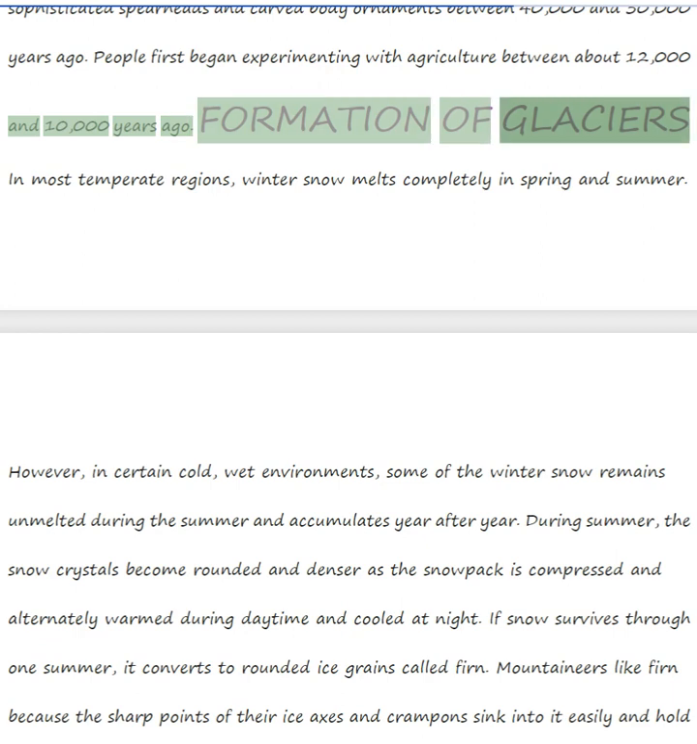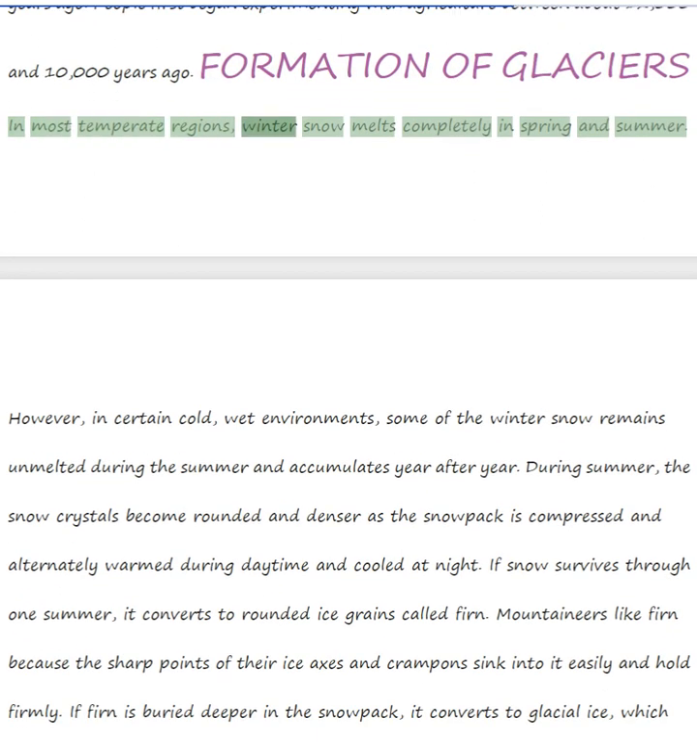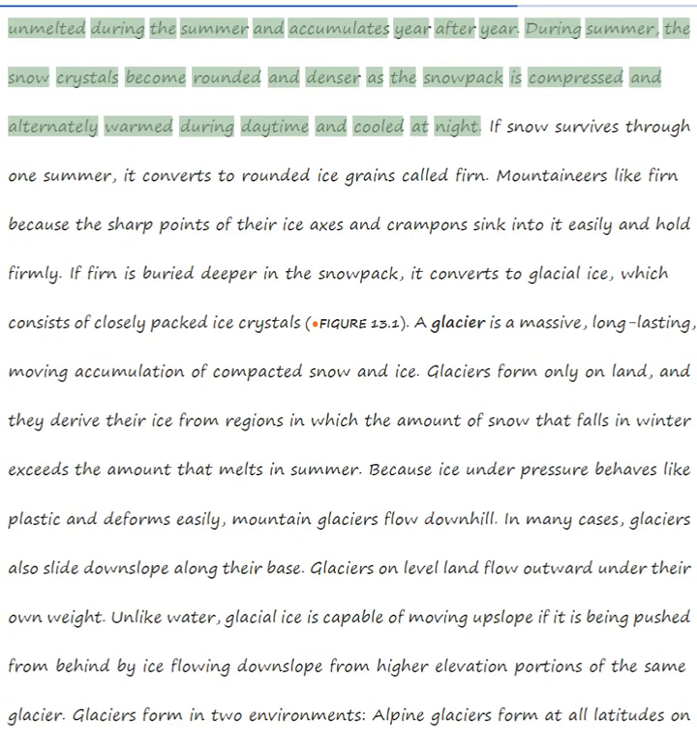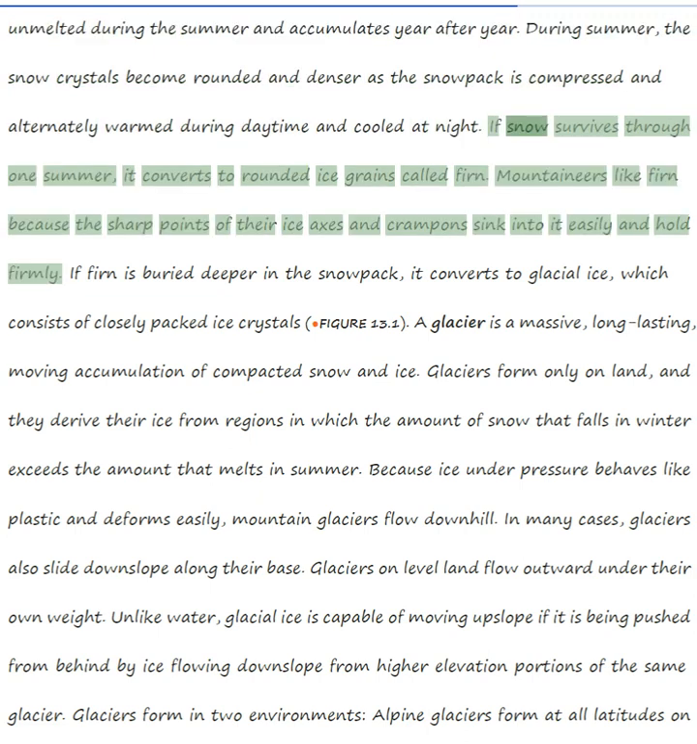Formation of glaciers. In most temperate regions, winter snow melts completely in spring and summer. However, in certain cold, wet environments, some of the winter snow remains unmelted during the summer and accumulates year after year. During summer, the snow crystals become rounded and denser as the snowpack is compressed and alternately warmed during daytime and cooled at night. If snow survives through one summer, it converts to rounded ice grains called firn.